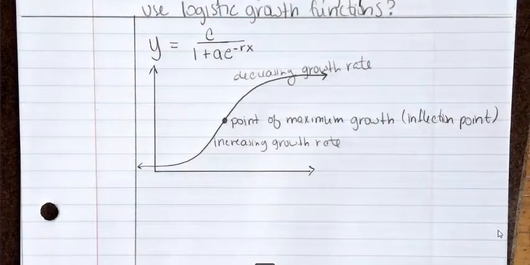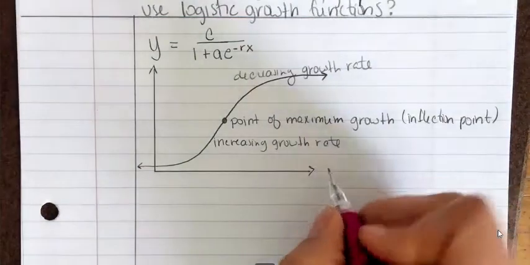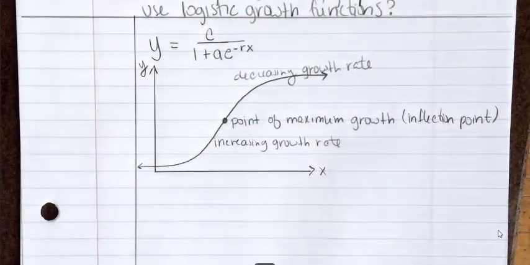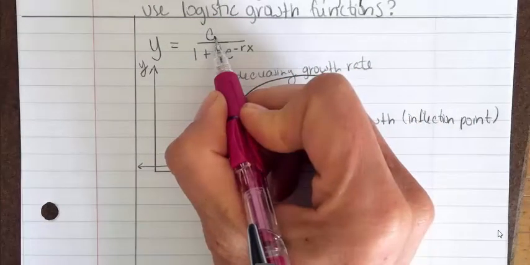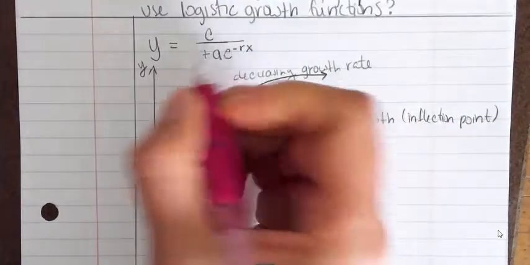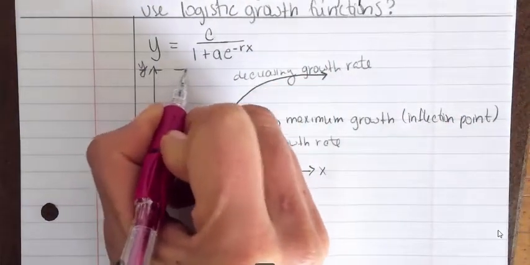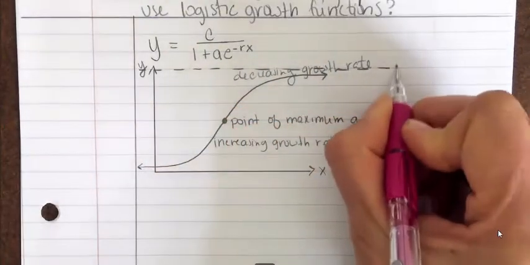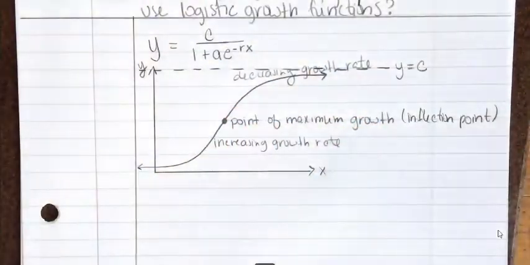Now you're going to have two asymptotes. One of your asymptotes is always at y equals 0. Oh, forgive me, this is my x, this is my y. And the other one is going to be where y equals c. So up here, y equals c, this is going to be a horizontal asymptote. I'll go ahead and draw it as a dotted line up here. So this would be my y equals c.